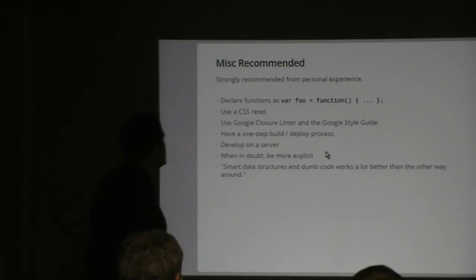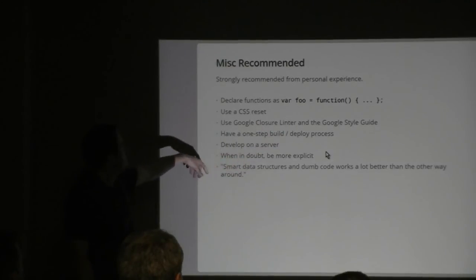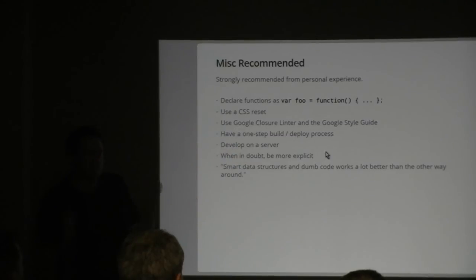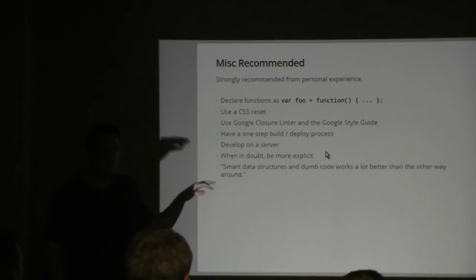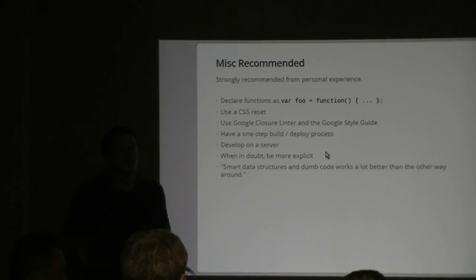Miscellaneous recommendations. Use a CSS reset or a normalize if you're into that kind of thing. Use the Closure Linter and the Google style guide for your code. This is really good if you're on a team. If you've got a large JavaScript code base, Google produces this Closure Linter that you can run on your code, and it will warn you of things that don't match their style guide. If all of your code conforms to the linter, that's really going to help your team. It's a standard that you can just say, we're going to do this.